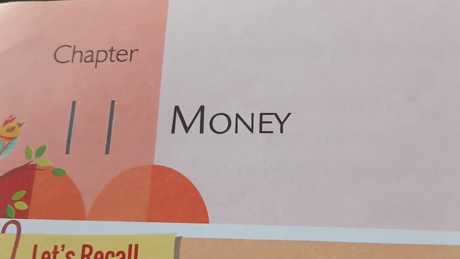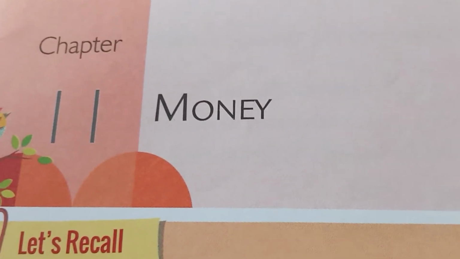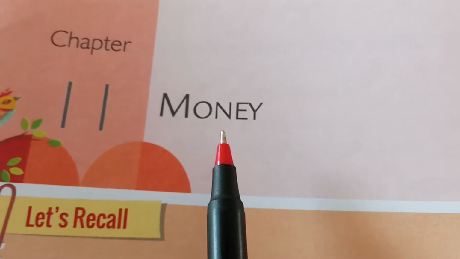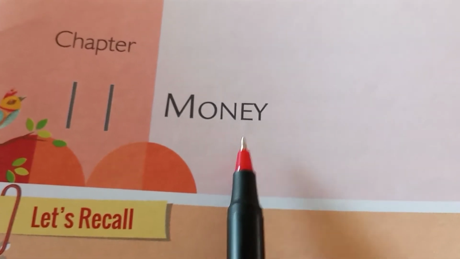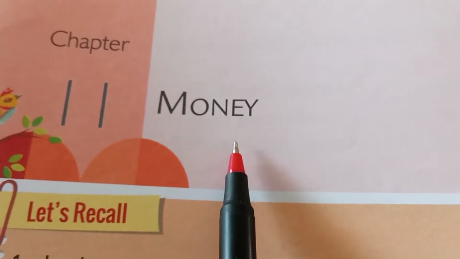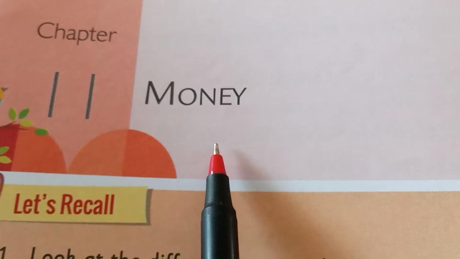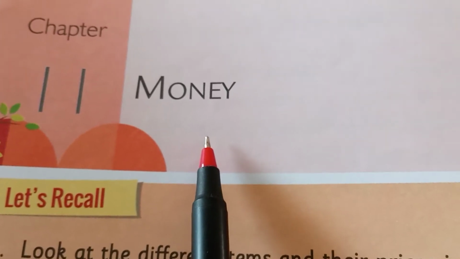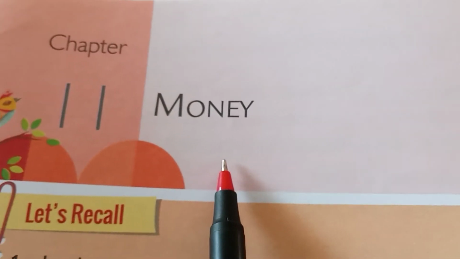Now we will start our next chapter, that is chapter number 11, and the name of the chapter is Money. Children, all of you are aware of money. For our daily needs, we purchase goods from the market. In exchange, we pay money to the shopkeeper. This money is in the form of coins and notes. You might have seen them at home.